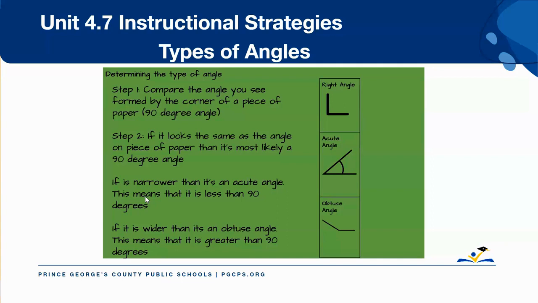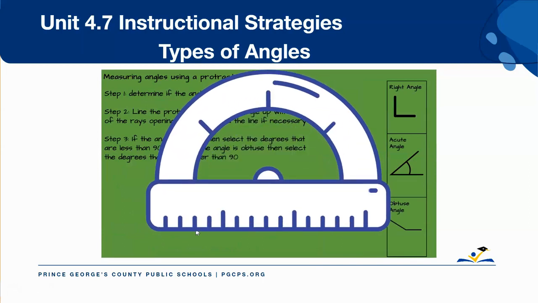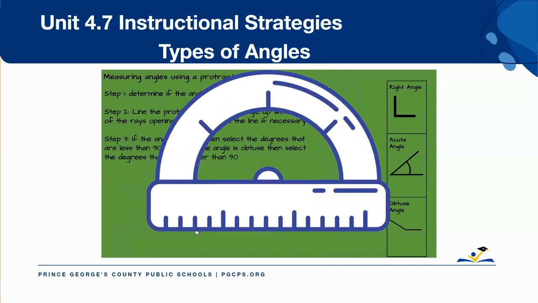If it is narrower, meaning a little smaller, if it's narrower, then it's an acute angle, which means that it is less than 90 degrees. If it's wider, then it is an obtuse angle, which means that it is greater than 90 degrees. Measuring angles using a protractor. Step 1, you're going to determine if the angle is right, acute, or obtuse.